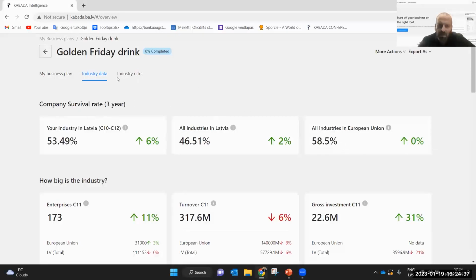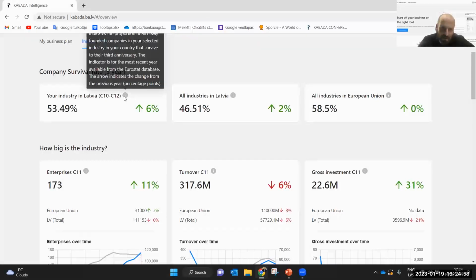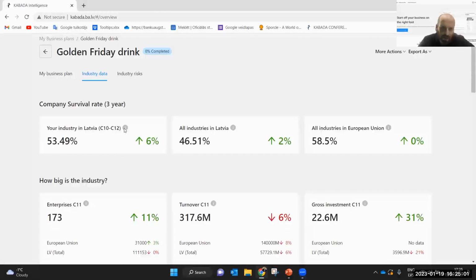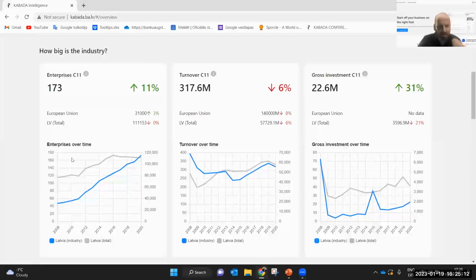So you can already draw some conclusions from these data about the attractiveness of the industry for the business. And very often some people may not be familiar with these different entrepreneurial statistics indicators. So for that, we always have these i buttons where all the indicators are explained, so that you can understand them by looking at them carefully and reading them. Then there are other statistics about how big the industry is, looking at the number of enterprises in the industry over time, compared also with the total number of enterprises in the economy, so that you can follow the trends, and the same with the turnover in the industry.